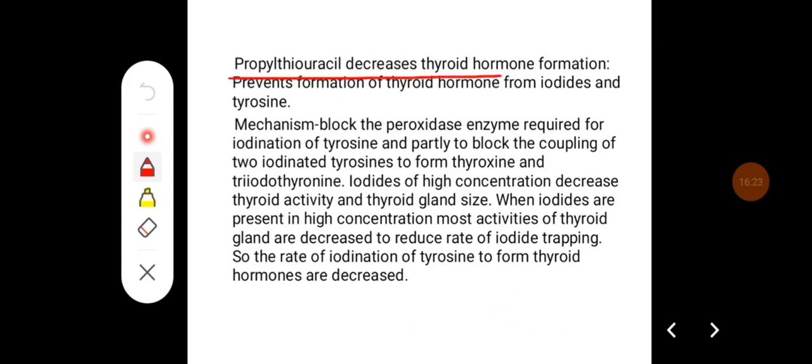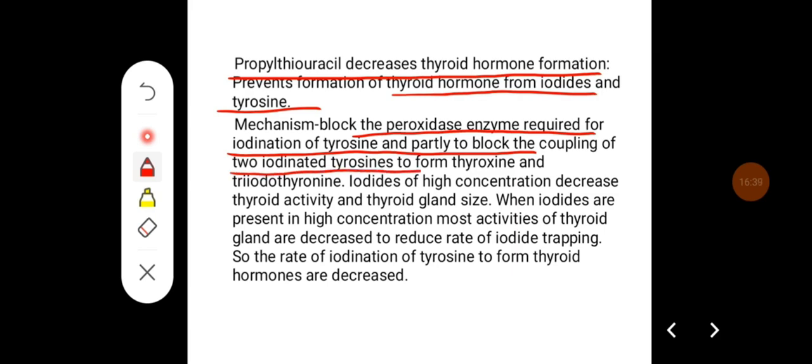Propylthiouracil decreases thyroid hormone function. It prevents formation of thyroid hormone from iodides and tyrosine. By this mechanism, they block the peroxidase enzyme required for iodination of tyrosine and partly block the coupling of two iodinated tyrosines to form thyroxine and triiodothyronine.